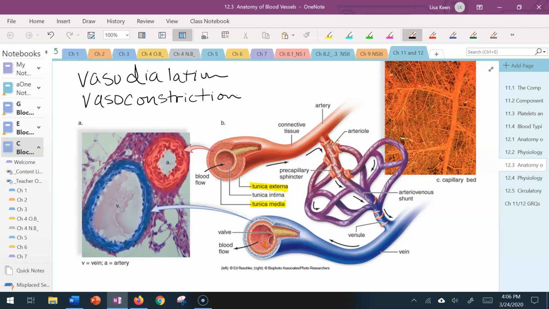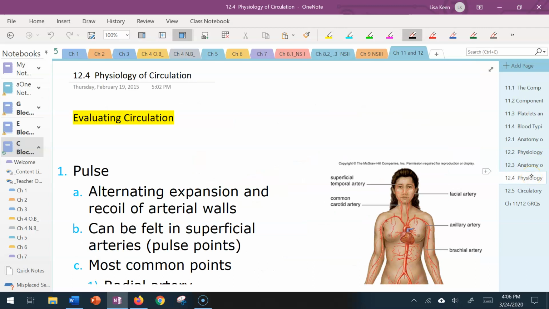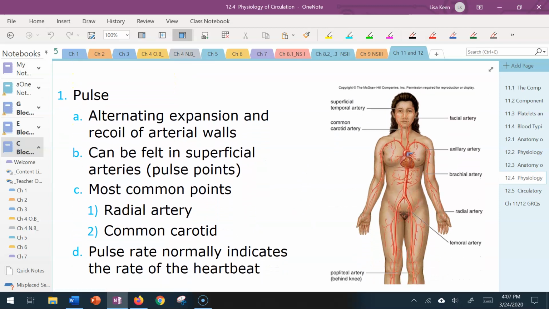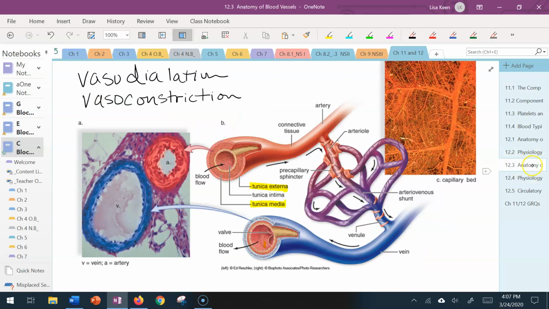So that is 12.3. For 12.4, let's talk a little bit about circulation. And let's start with the pulse. So the pulse is the alternating expansion and recoil of the arterial walls, and that's because they have that thick tunica media. I think I failed to talk about the tunica intima. That's the very, very inside layer of a blood vessel that would be closest to the lumen.